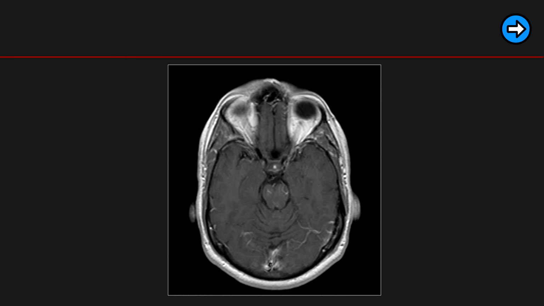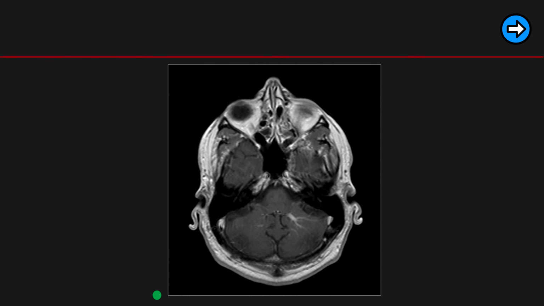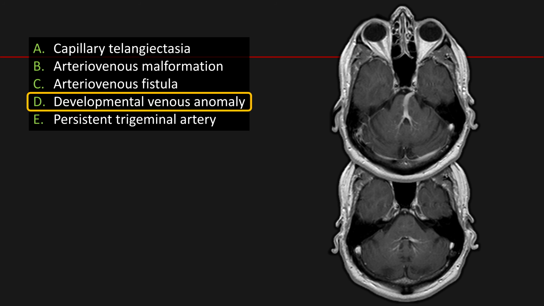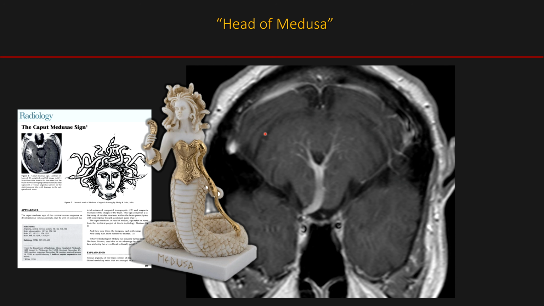Next case, vertigo. Here you can see a large vascular structure. This is a developmental venous anomaly. If you look at this particular structure, it looks like the head of Medusa, or caput medusae sign. The little snake hairs are draining into the head of Medusa, and the large draining vein signifies the body of the Medusa. It takes some imagination to see that, I fully admit, and maybe it's better known as the palm tree sign.